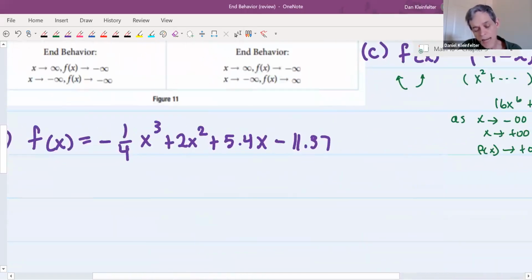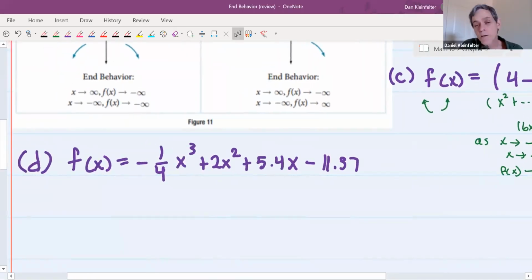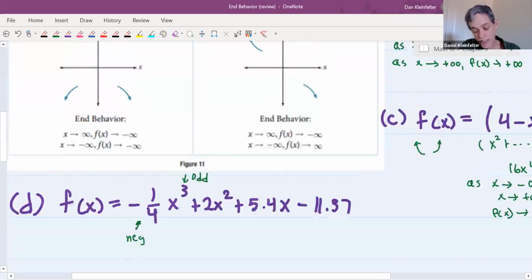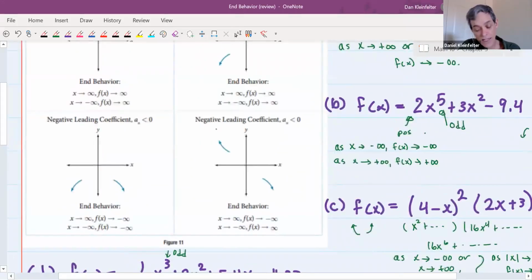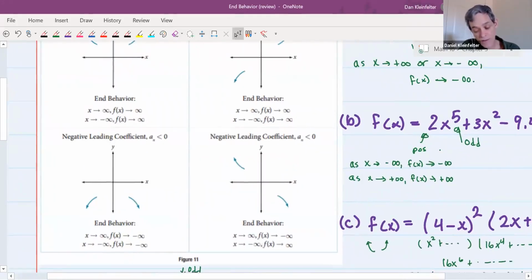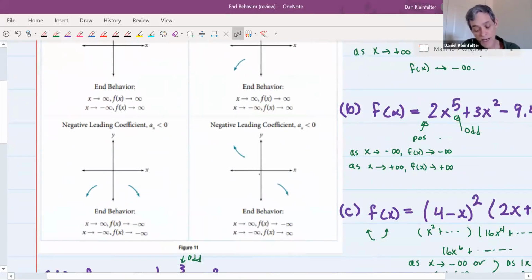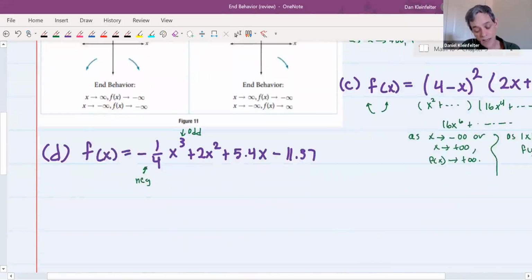Okay, last one of these, negative 1/4 x cubed plus a bunch of other stuff. As we know, all these other things don't affect what the end behavior is like. It all boils down to the degree and the leading coefficient. So this one has degree 3, which is odd. Okay, so that's odd. And the leading coefficient is negative. Okay, so taking a look at the table, if there's a negative leading coefficient and we have odd degree, which we do, then the graph will look like this: left end up, right end down.